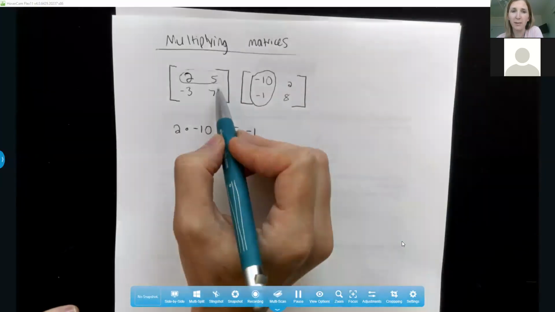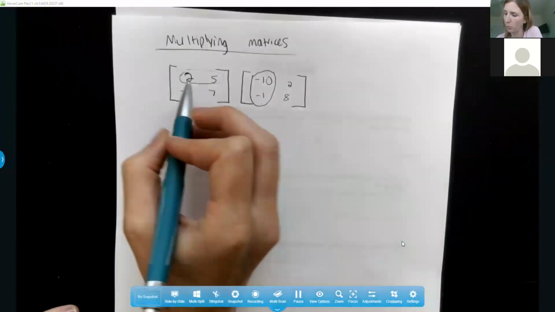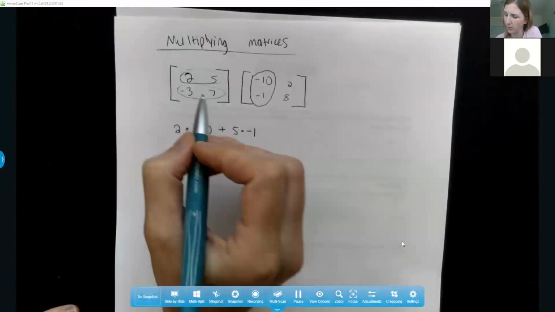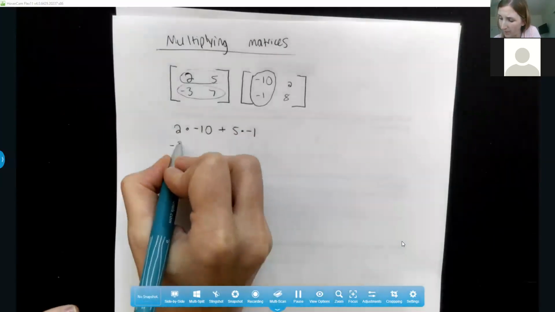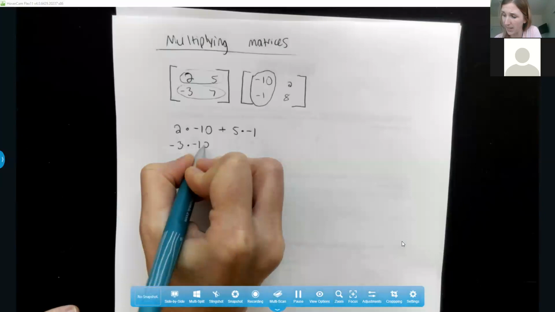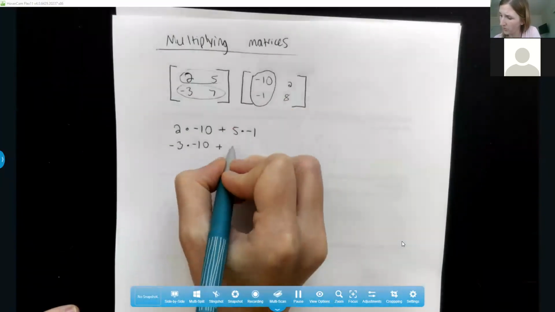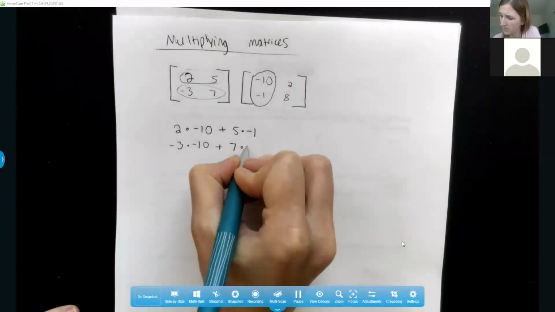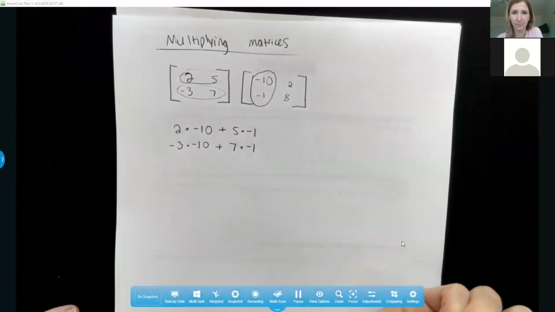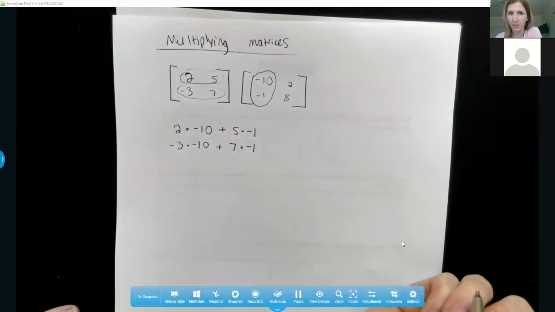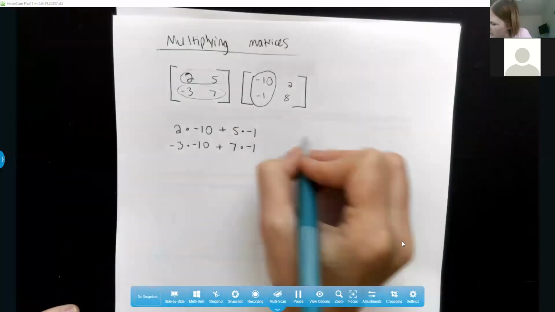And then we just keep moving down the rows. So we have one more row. Let's go ahead and look at this one. I'm gonna do -3 times -10 because I'm still matching it up with this first column, plus 7 times -1. So let's go ahead and figure out these numbers.